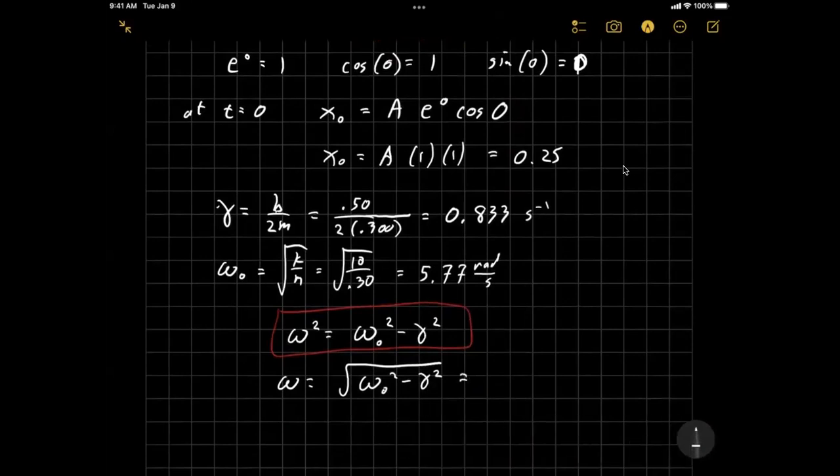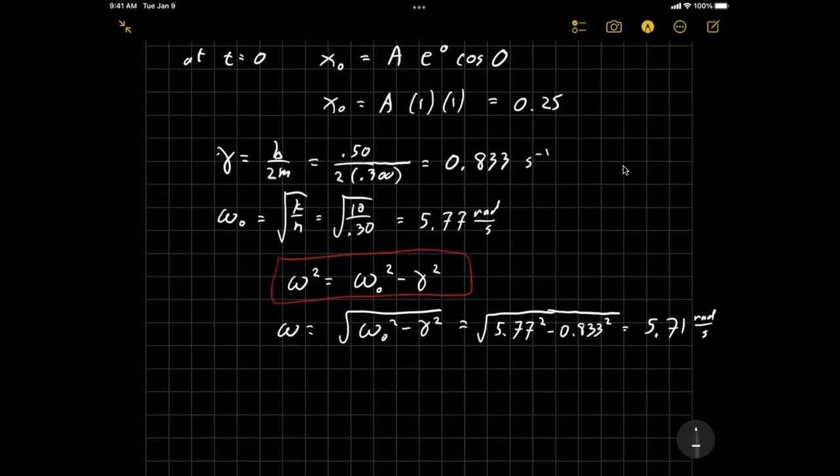Okay, and when we put in the numbers that we just got, there's a square root of 5.77 squared minus 0.833 squared. And we end up with 5.71, and that would be in radians per second. So you can see that's not that different from omega naught, which is why the Guy-Kali solution will be sufficient. Okay, so now we just have to fill it all in.